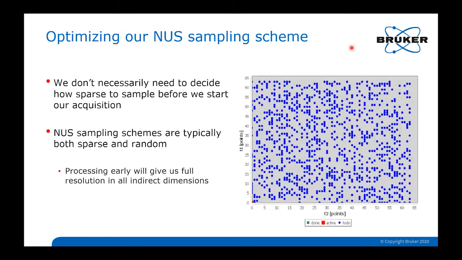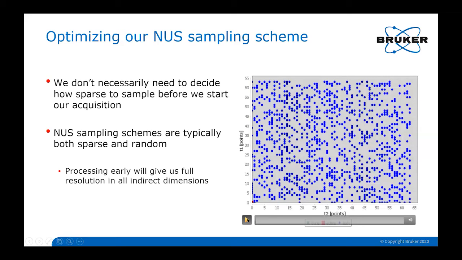Another thing about deciding how sparsely I can sample is that we don't necessarily need to decide how sparse to sample before I start the acquisition. So one of the features of most NUS sampling schemes, and certainly the ones done by default in TopSpin, is that the sampling schemes are not only sparse, meaning that we skip a lot of data points, but they're also random. So unlike the traditional 2D experiment where we incrementally and sequentially increase our indirect evolution time, with an NUS data set, we jump around all over the place.